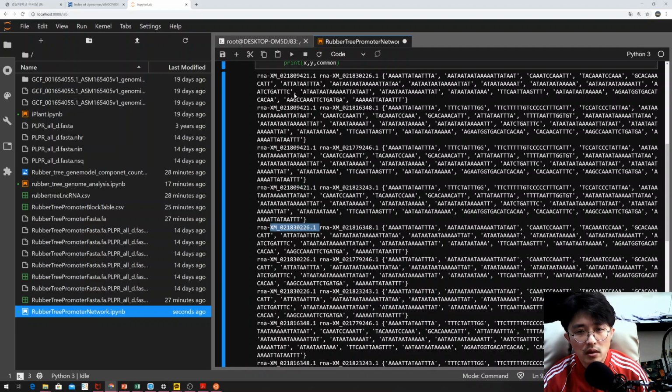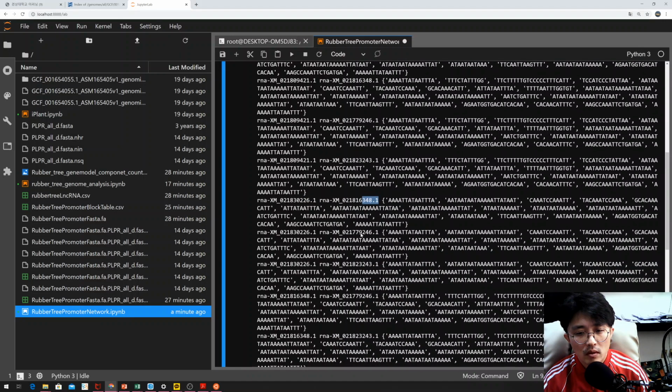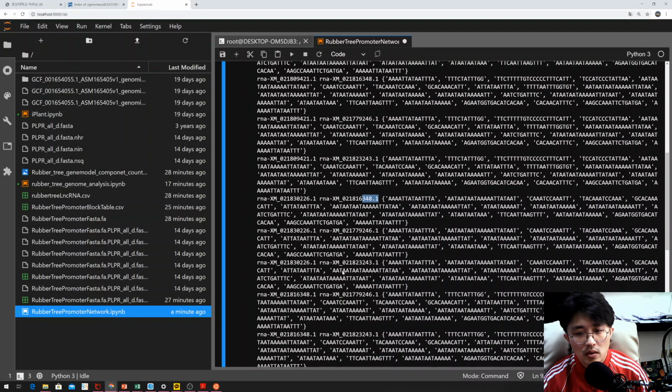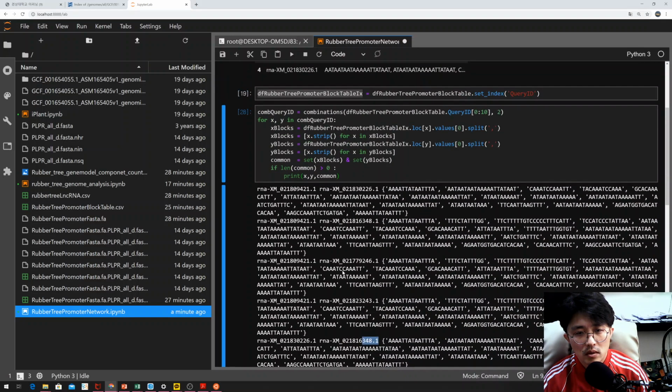So you can build the network. This one and this one. So 21, 421, and 226, and 226 have 348, right? Okay. Interesting.